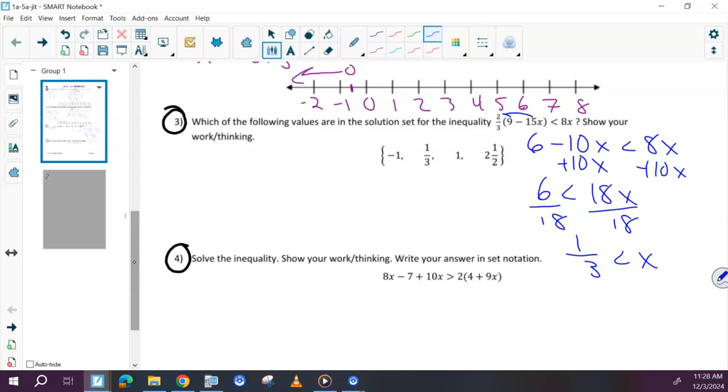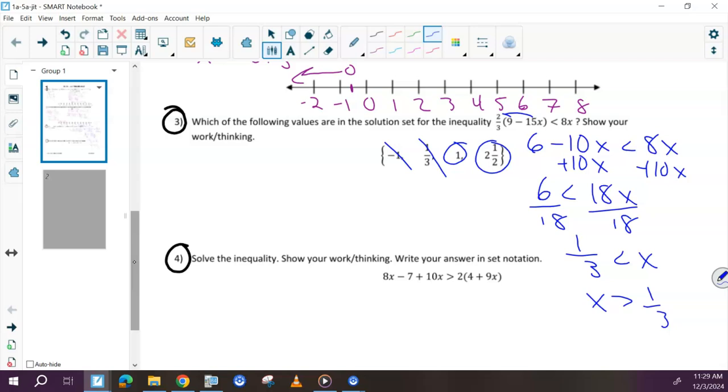This would be the same thing as x is greater than 1/3. So you can write it either way. And then I'm looking for which of these numbers are greater than 1/3. Well, -1 is not. 1/3 is 1/3, and it's not equal to, so that is not. And then 1 and 2 and a half are. So I could have seen that, thought about that numerically.